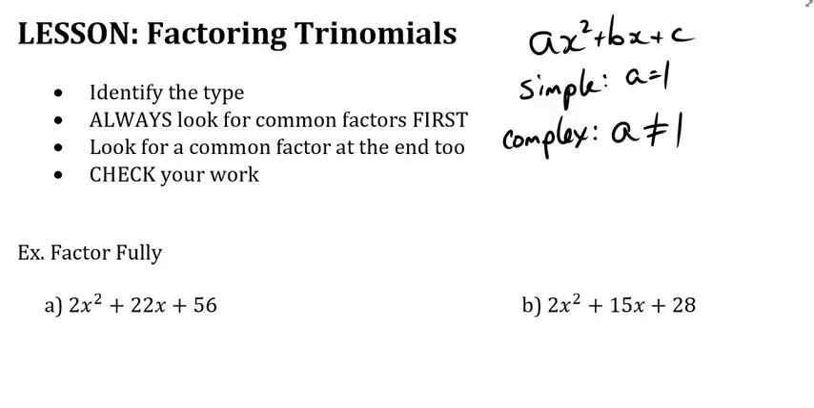The next one says, always, big capital letters, always, always, always. This is just always true. Not just today, tomorrow, the next day, forever, every time you're factoring. Always look for a common factor first. Okay? So you are identifying the type, but you're also looking for a common factor. If you successfully find the common factor, if there is one, you won't find one at the end. But if you miss it, it might be there.